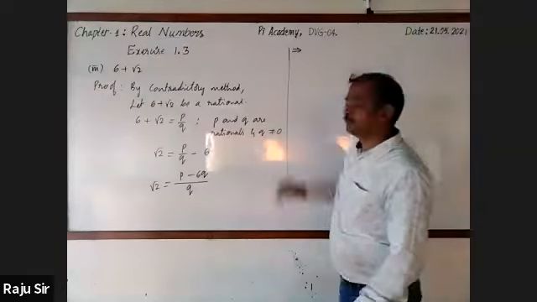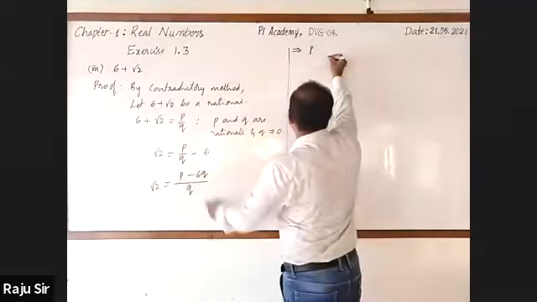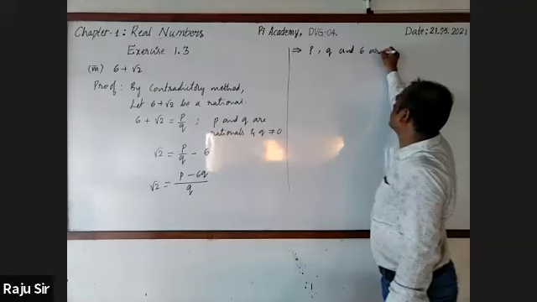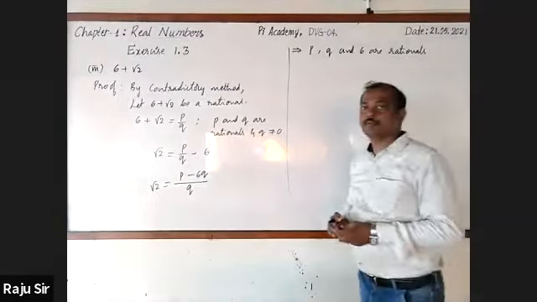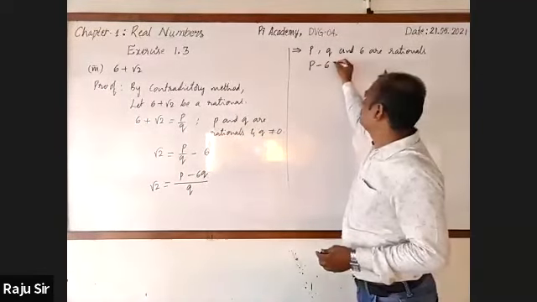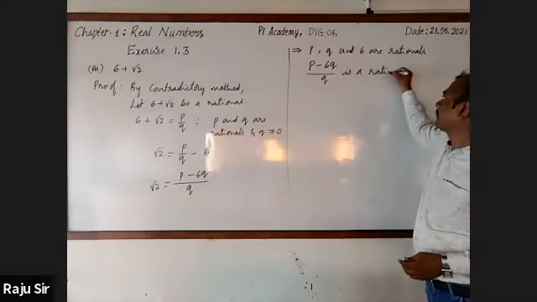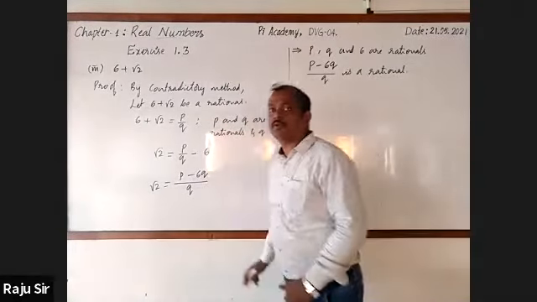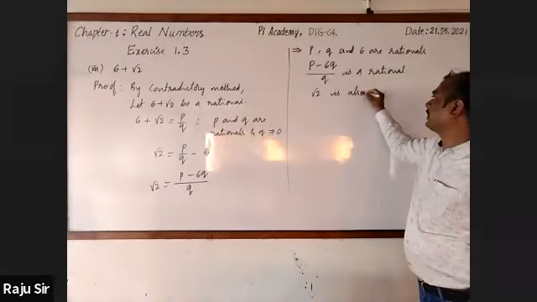Put the implies symbol and write. Here in the RHS, we have p, q, and 6. These are all rational numbers. As they are rationals, the RHS, p minus 6q by q, is a rational. And this rational is equal to root 2. So root 2 will also be a rational.